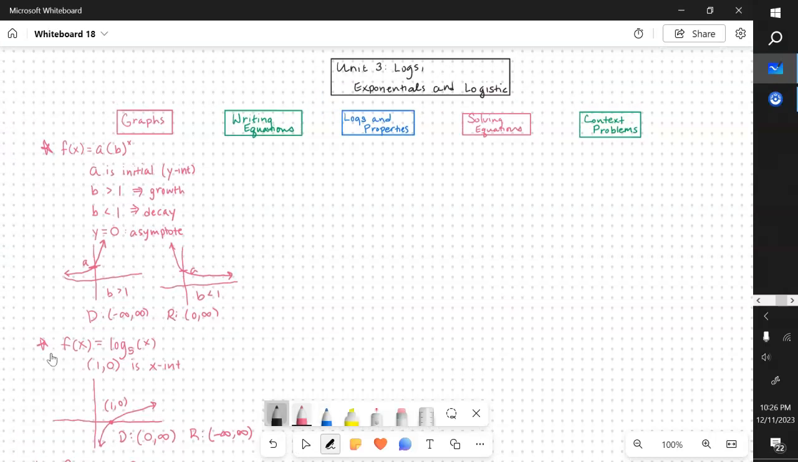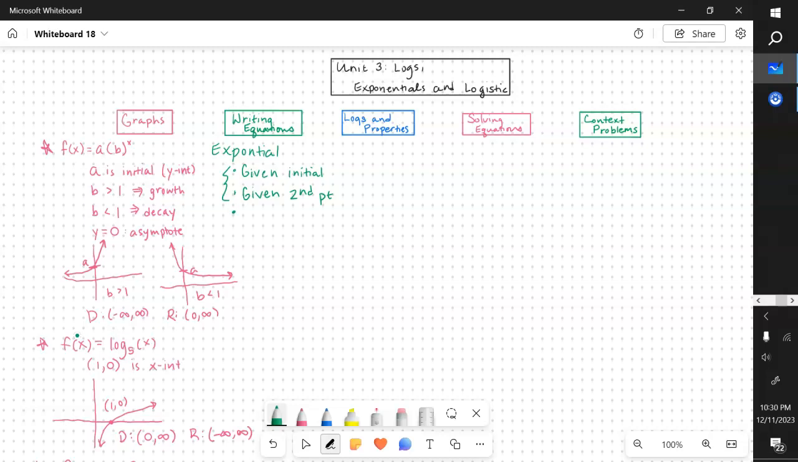We also looked at how to write an equation for a log graph. Writing equations for exponential and for logistic. You should be able to write an equation for an exponential function given an initial value and given a second point. You need both of those two things to figure out your exponential equation.